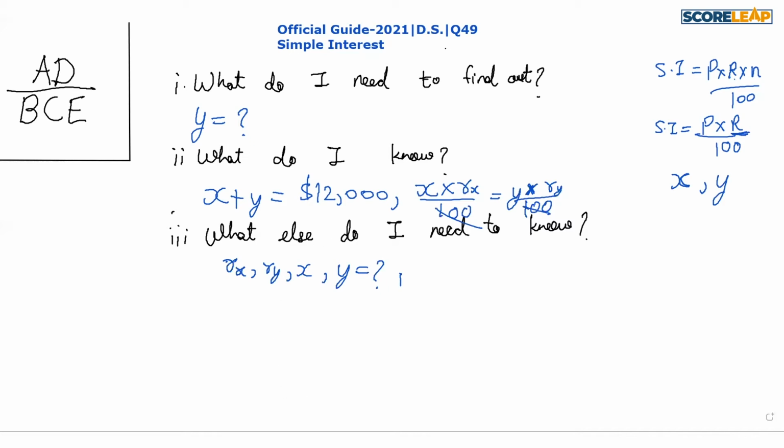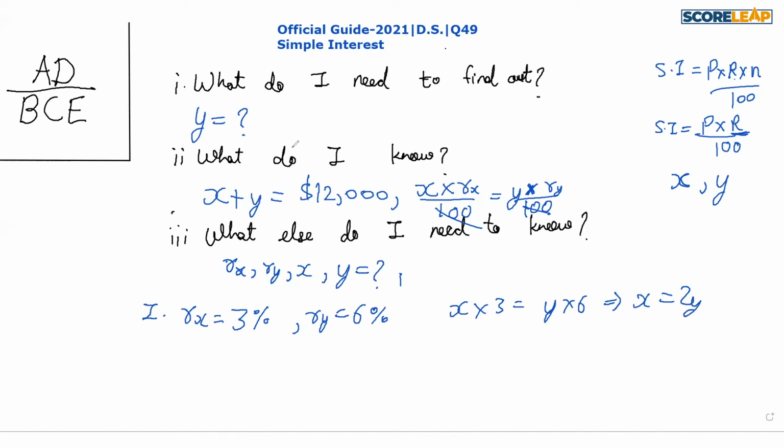So let us take statement 1. Statement 1 says that investment X paid 3% simple annual interest and investment Y paid 6% simple annual interest. So from this we get that Rx is equal to 3% and Ry is equal to 6%. Okay, so I got that X into 3 is equal to Y into 6, which implies X is equal to 2Y.